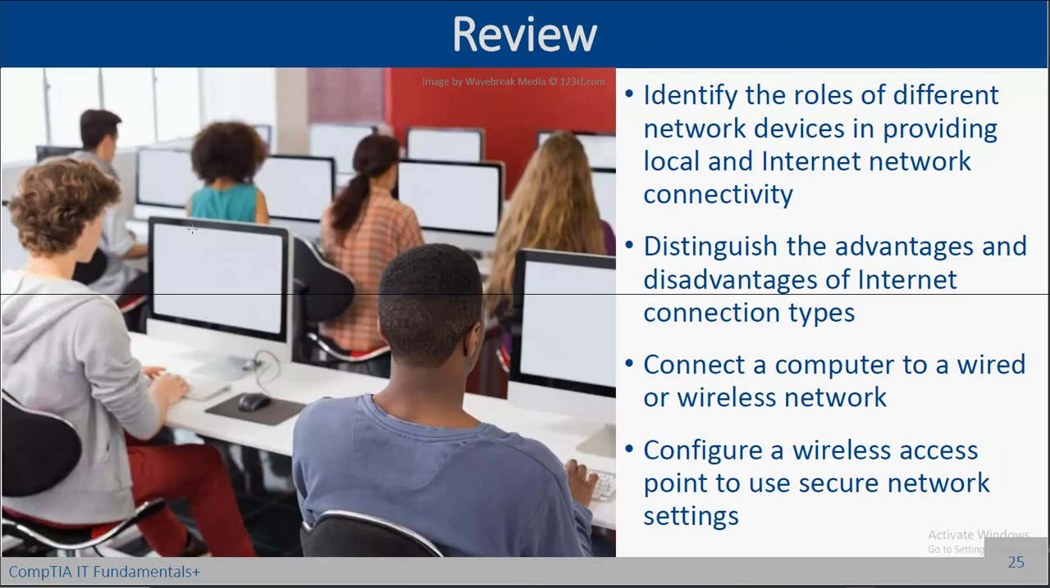All right, so this is the end of this unit. What did we learn? We learned to identify the roles of different network devices in providing local and internet network connectivity, and to distinguish the advantages and disadvantages of internet connection types. We actually didn't learn to connect a computer to a network. We talked about the connection between wires and stuff like that, but we will do some demos in some labs where we actually see how that works. And finally, we talked about the configuration of a wireless access point, but again, just the concept, and later on we will do some demos about that too.